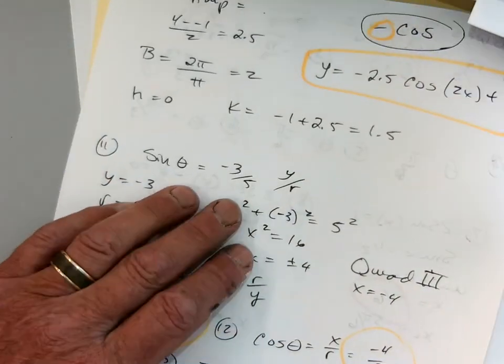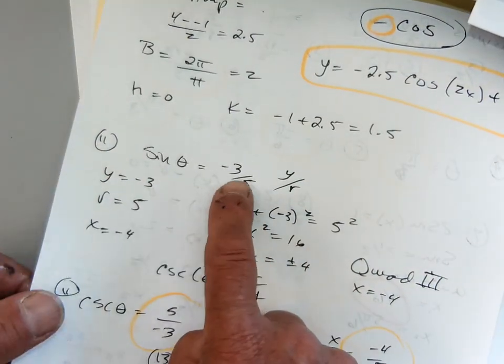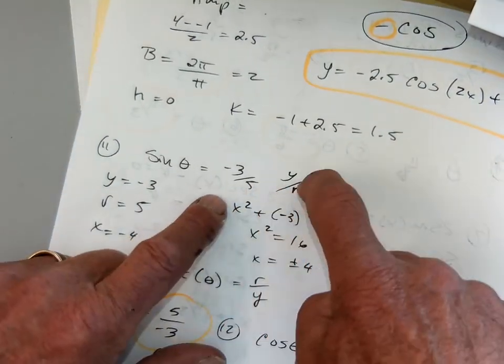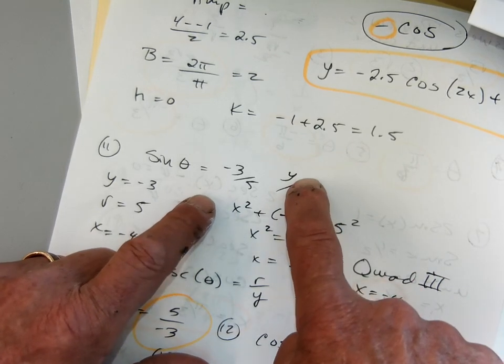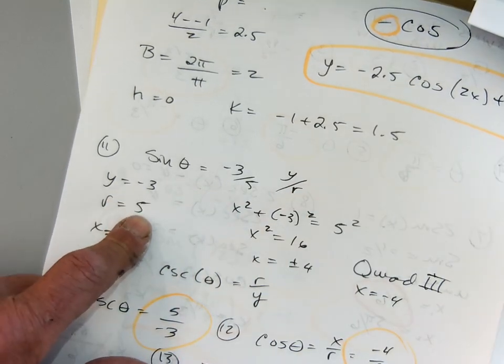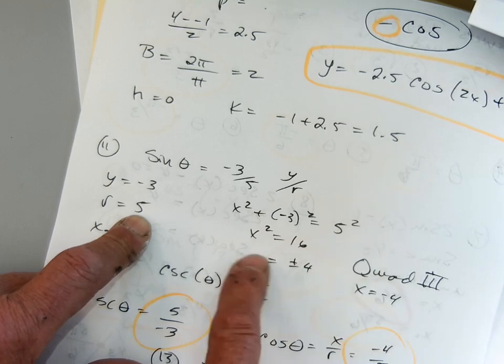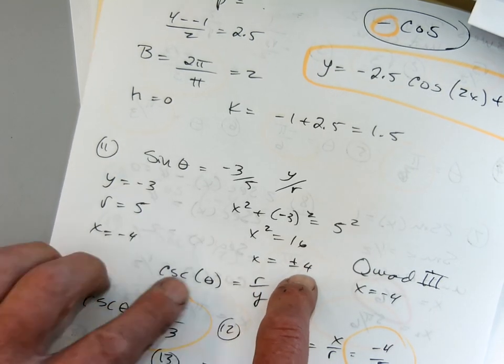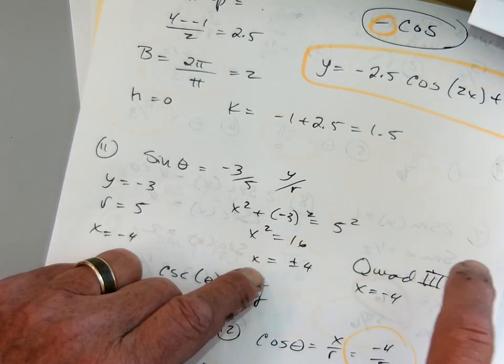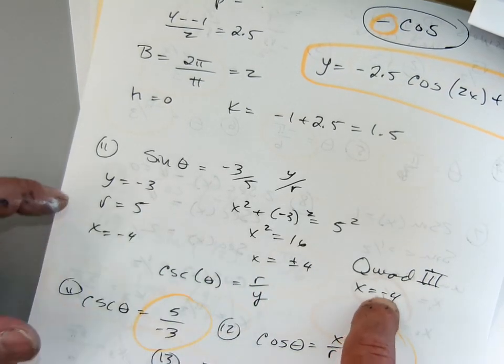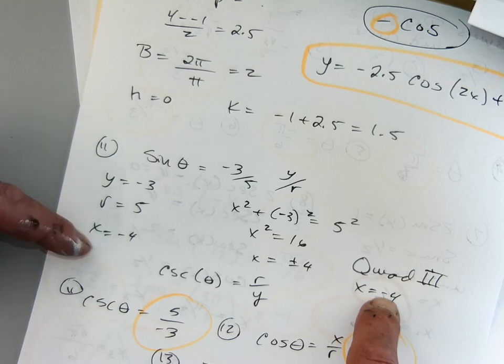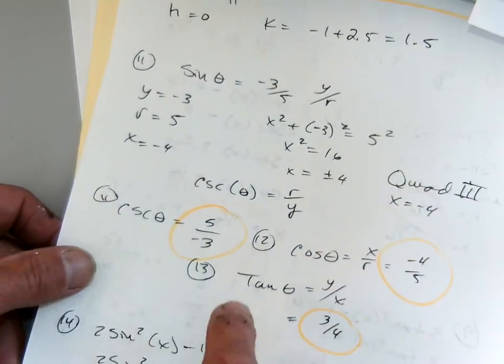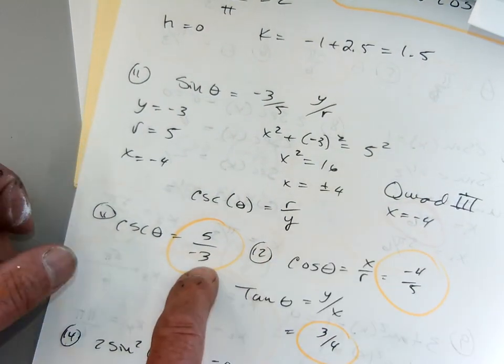11. So sine of negative 3 over 5. That sine is the y over the r. So I know my y value is negative 3, my r is 5. I found the x value by Pythagorean's theorem. Square root of 16 is plus or minus 4. It's got to be negative 4 because we're in quadrant 3. So it's got to be negative 4. So I've got r, I've got x and y. So then cosecant is the r over the y.